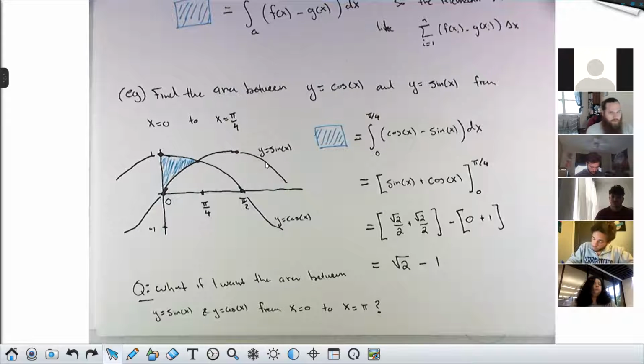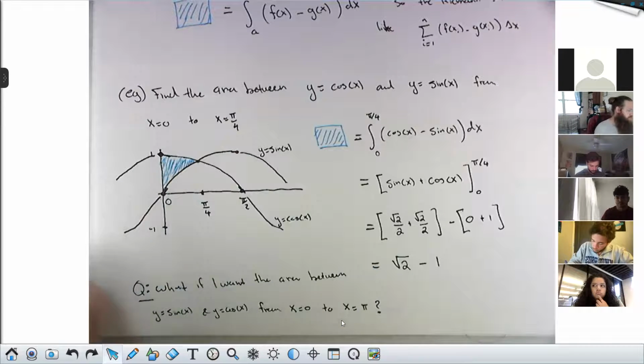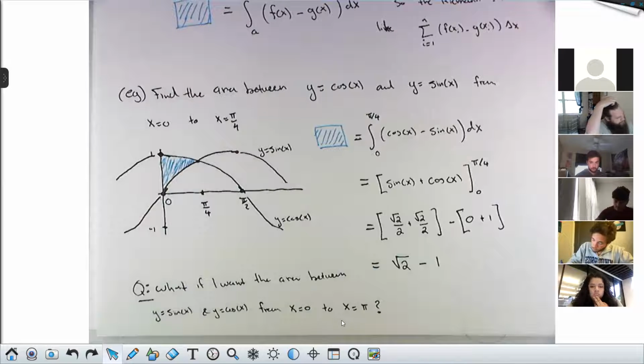So let's say we're going to go from 0 to pi. I'll resketch the problem, but here's the question we're going to evaluate next. How do I find the area between these same two curves from 0 to pi? I'm going to turn the page in just a second and sketch the new question. Is there anything else we want to ask about this example before we move on?